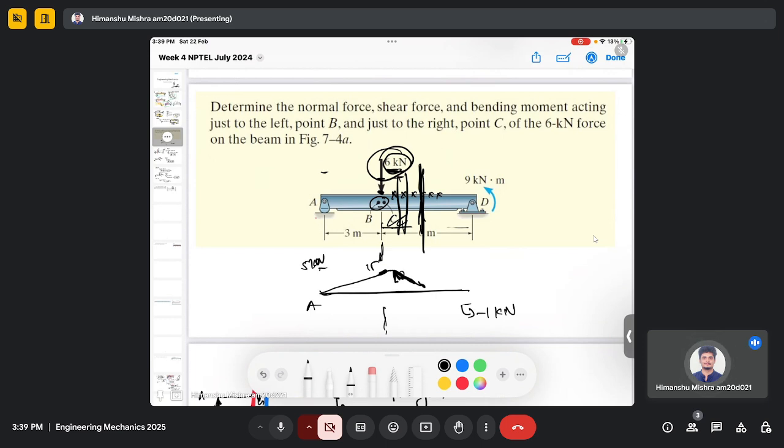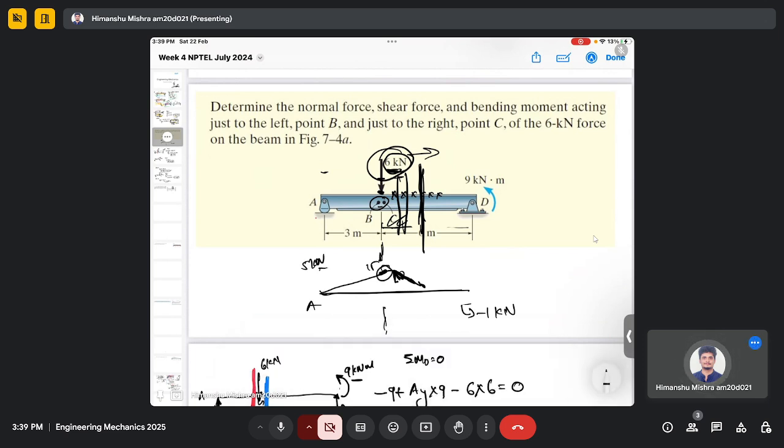We don't know about this change because we have not found the moment at the right hand side of this force, but we will look in the subsequent question at how the bending moment will change when experiencing distributed forces or point forces. But as of now, we are not concerned with how it is changing. The only thing we got to know from our calculation is that there will be no discontinuous change, I mean sudden drop in the moment, just when you introduce this 6 kilonewton force.